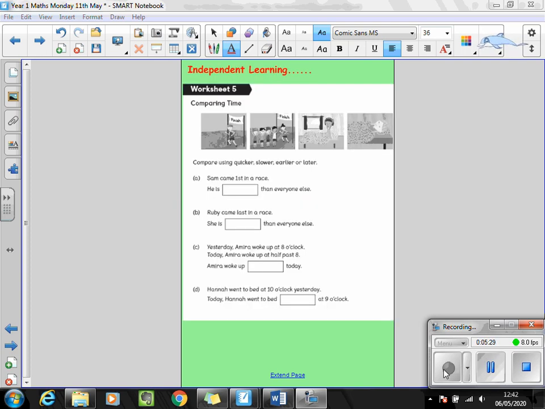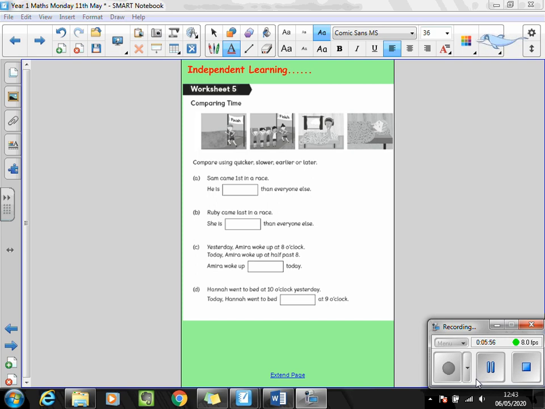Now for your independent learning, of which there is only this sheet. It is available on the website if you want to print it out, otherwise just write it down in your book that you're using to record your learning at home. So you've got 4 pictures at the top of your page. Can you compare those pictures using the words quicker, slower, earlier, or later?